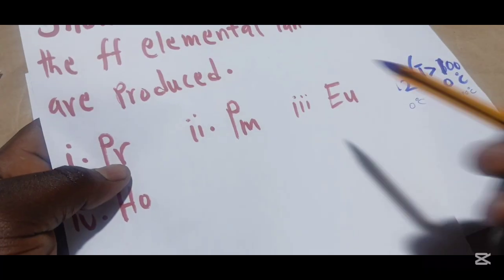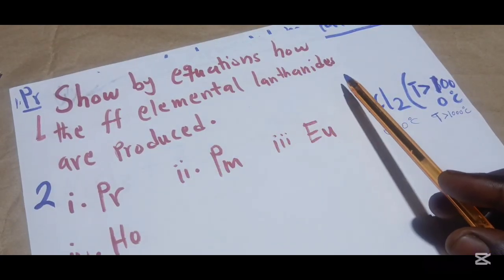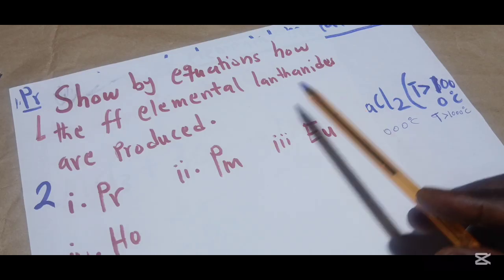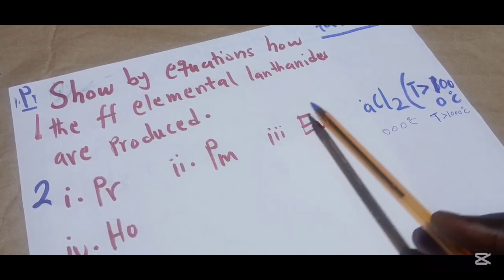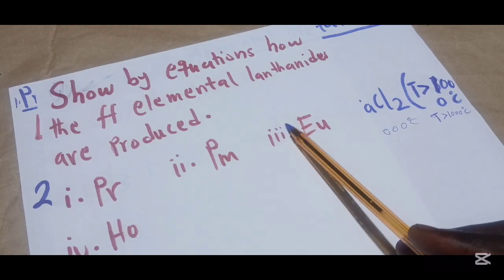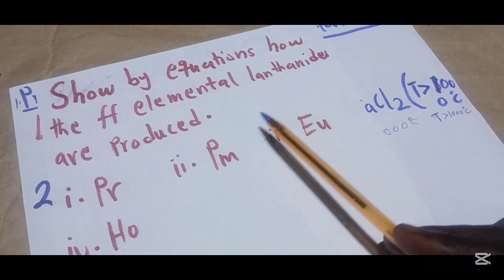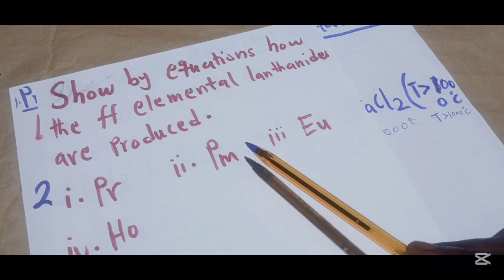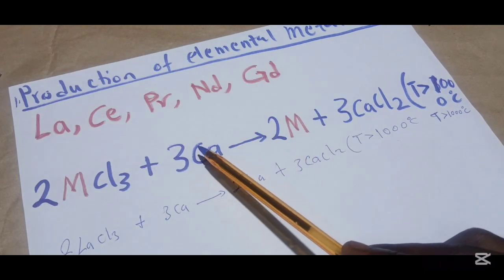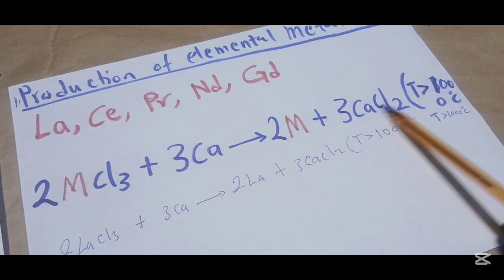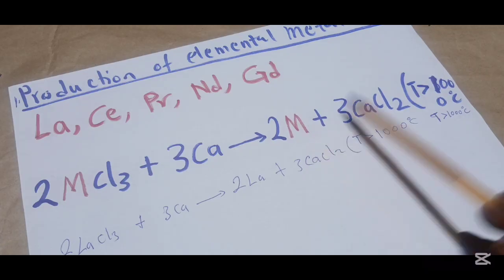So a sample question: show by equation how the following lanthanides are produced. You see we have Pr here. You can be given a lot of elements in the lanthanide series and be asked to show how they are produced elementally. Depending on the element given to you, there is a specific equation you should use. For Pr, the way to go about it is with this equation. Wherever you see M, you replace it by Pr, then you are good to go.